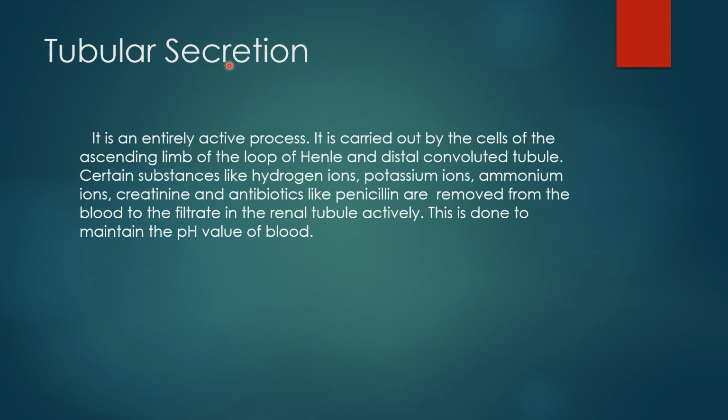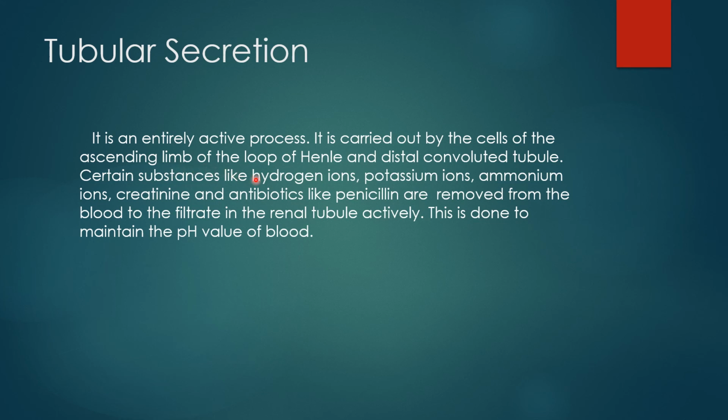Selective reabsorption is followed by tubular secretion. Tubular secretion is completely an active process, which means it utilizes energy. In this process, certain substances which are supposed to be removed from the blood because they are toxic to the blood, or maybe they are disrupting the balance of the pH of the blood, need to be removed from the blood to the filtrate, and for that energy has to be spent. So it is carried out by the cells of the ascending limb of the loop of Henle and distal convoluted tubule.